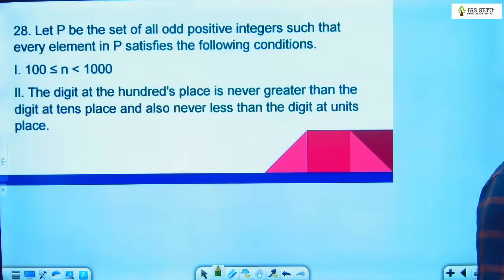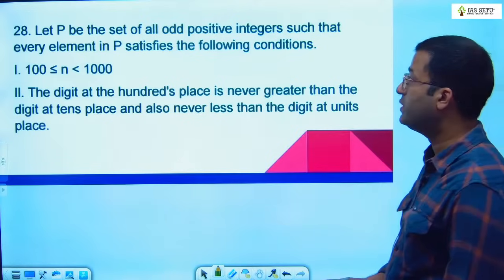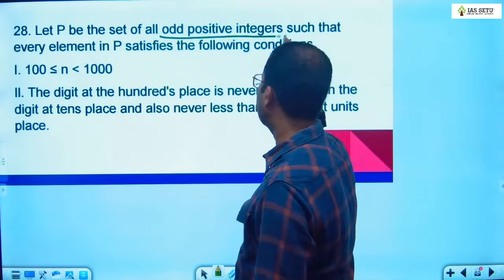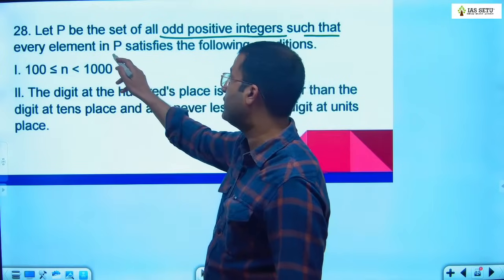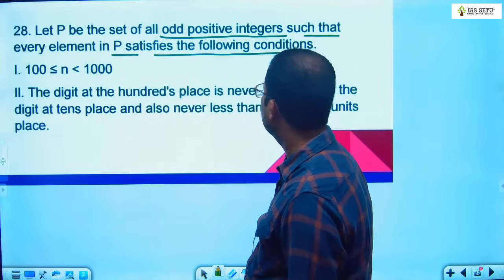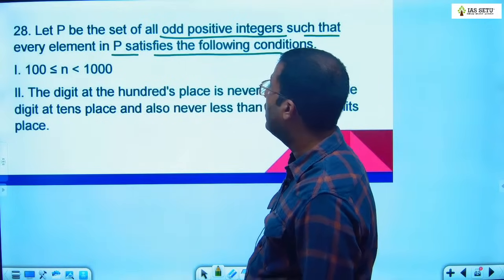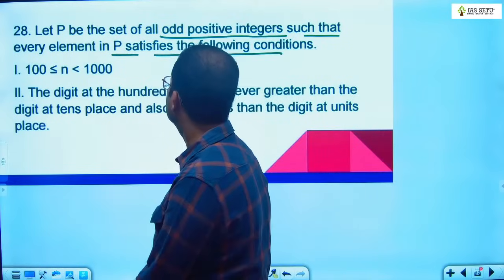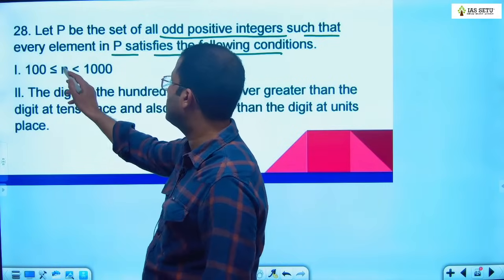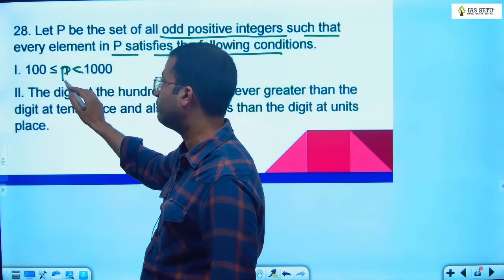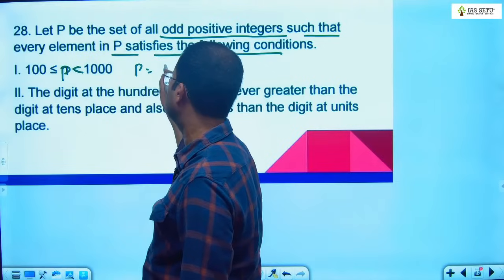Time consuming, yes, this is a CAT question. Let P be the set of all odd positive integers such that every element in P satisfies the following condition. Okay, here P can also be this: P is greater than 100 and lesser than 1000. That means P is a 3 digit number.